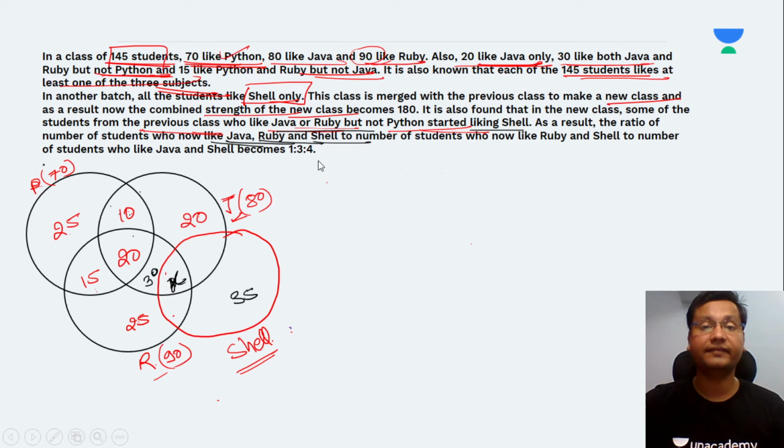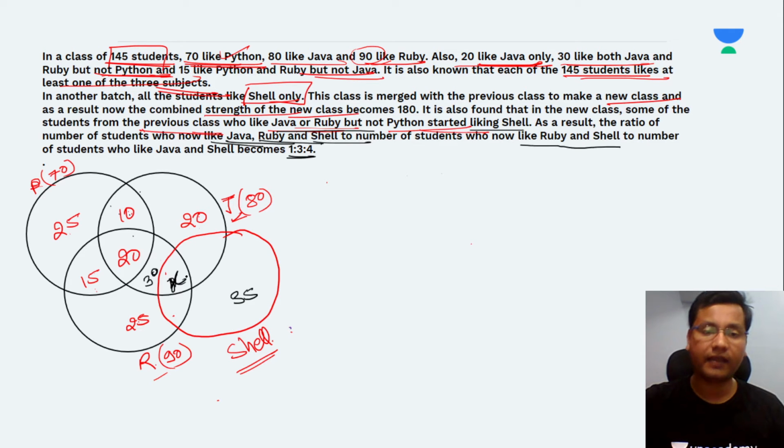Mind it guys. Again I'll say, यहाँ पे देखो लिखा हुआ क्या है. Student who like Ruby and Shell but not Java, not Python, नहीं लिखा हुआ. So you have to consider that. Okay, now this become 1:3:4.